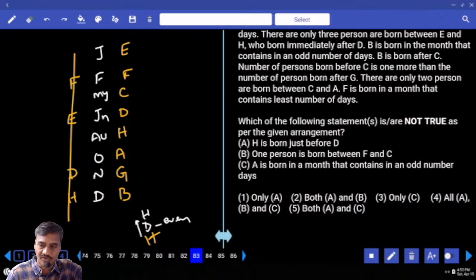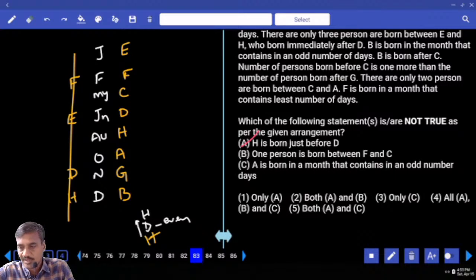And 83, which of the following statements is not true? Not true means definitely false. H is born just before D, that is false. And is the first one definitely false or not? H is born after D.